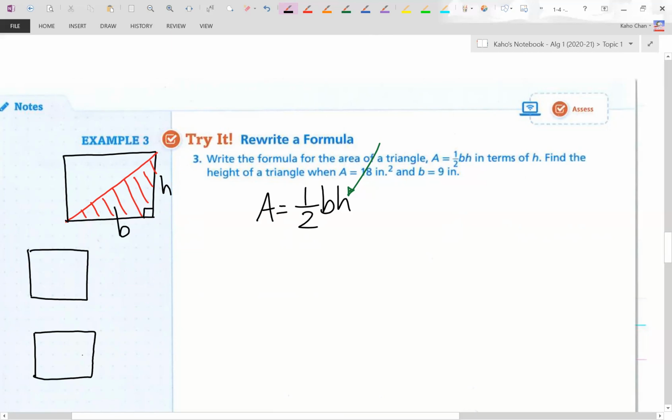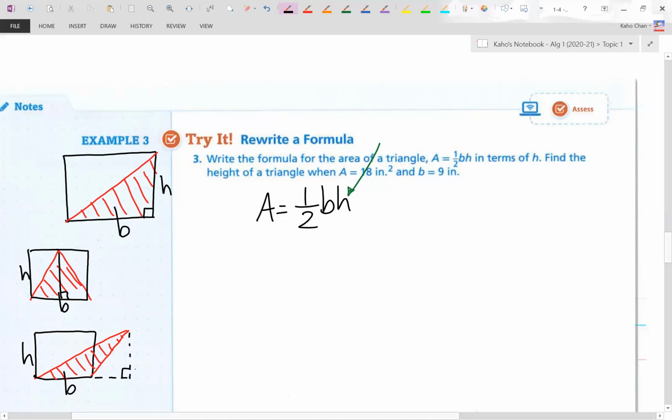Trying to draw the same situation. No matter where your base is and your height is, they have to be at a 90-degree angle with each other. And as you can see, this formula works for any triangle, whether it's acute, right, or even obtuse that I'm drawing here off to the side. That formula works fine with those three scenarios.